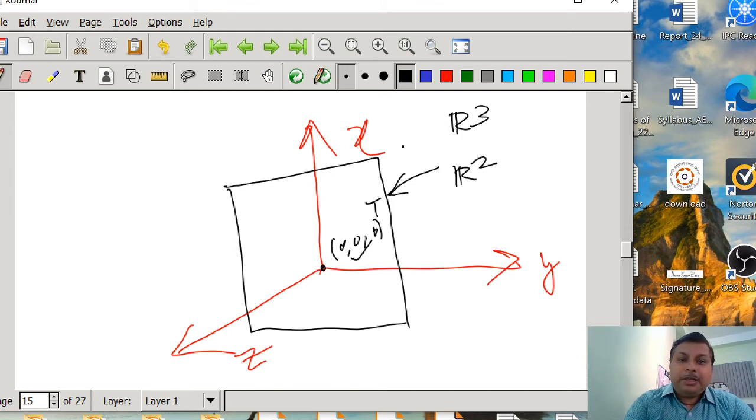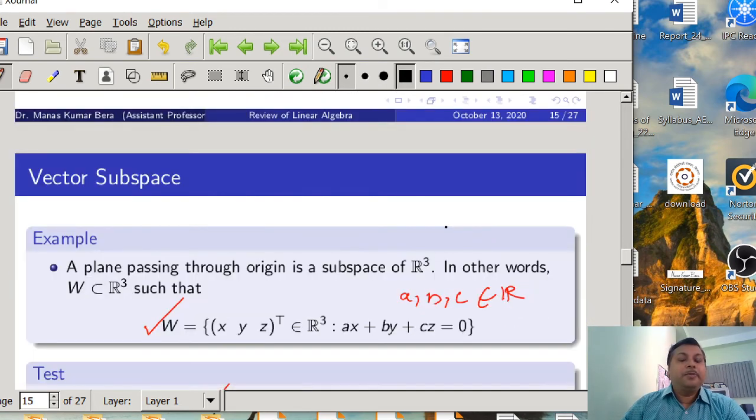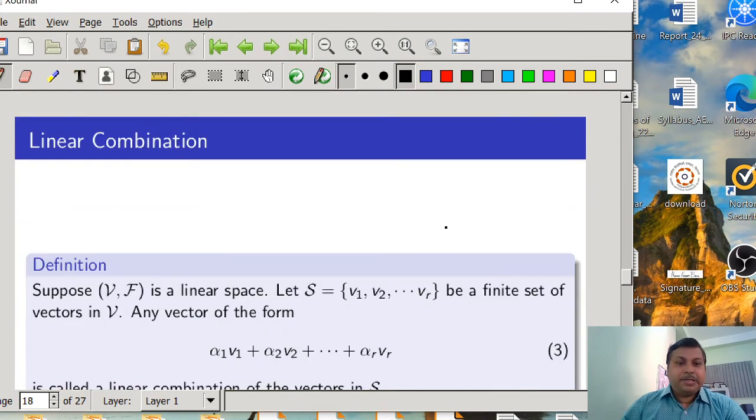So all the planes which are passing through the origin will qualify as a subspace of R3. So this is the concept of subspace. But a plane which is not passing through the origin is not a subspace of R3, because at that time it is not going to qualify. The first condition, that the zero vector is included, will not be satisfied. Okay, so this is the concept.